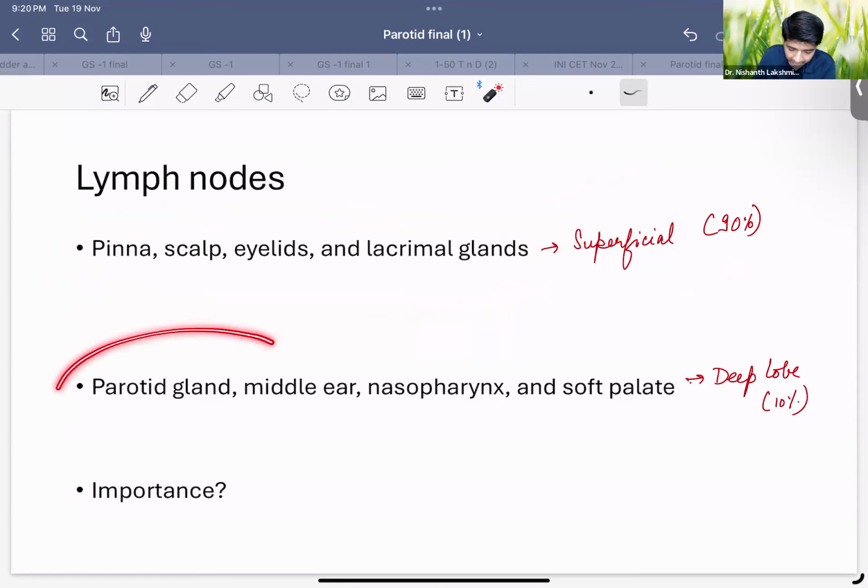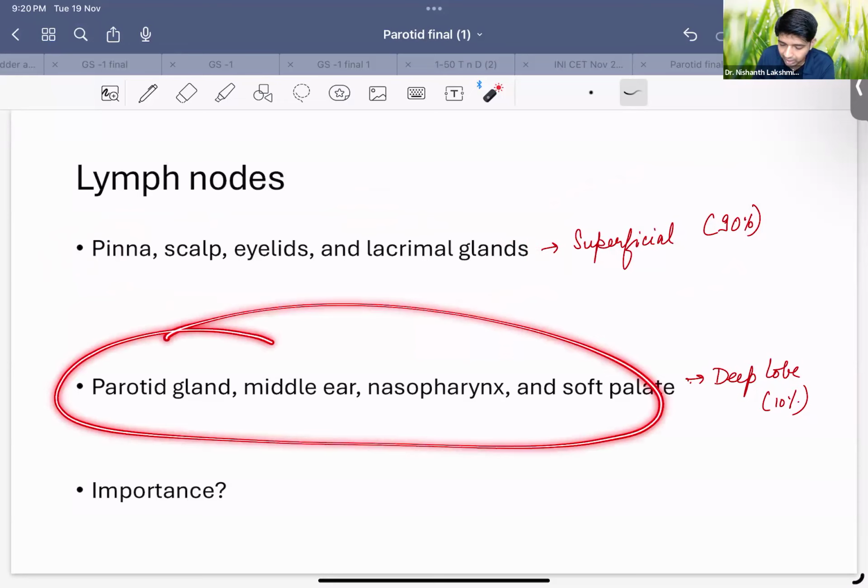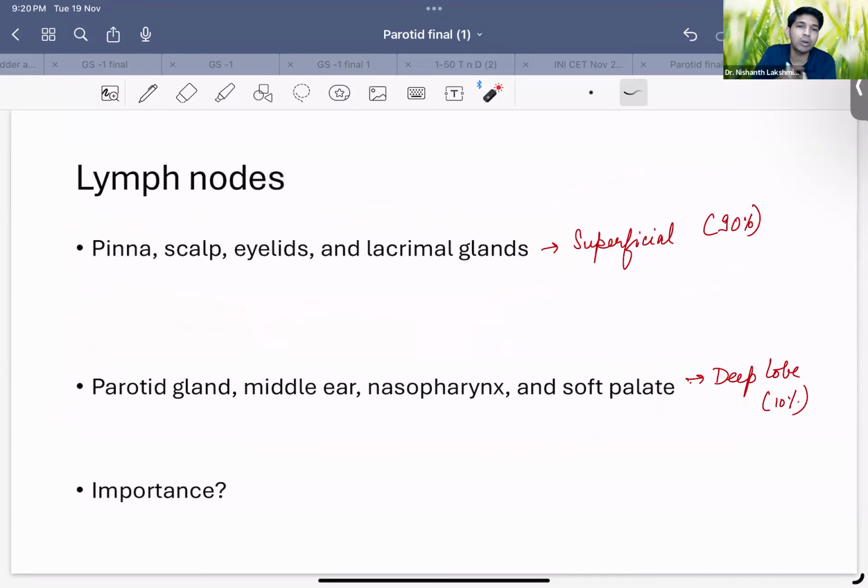Or if you're suspecting it arising from these areas, then you will end up doing a total parotidectomy, or you will have to remove the lobe or the deep lobe of the parotid. Please note, you can't individually take out the lymph nodes. There is no role of that. Either superficial parotidectomy or a total parotidectomy. All right. So that is the importance of knowing this. Of course, this is extremely rare, but you should be aware in case they ask you in your exam.